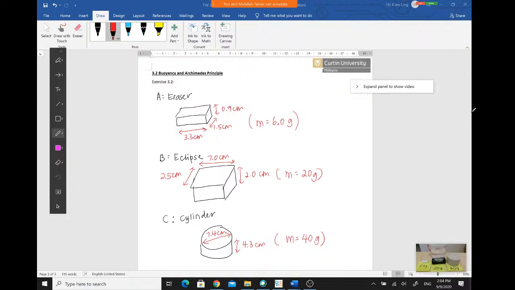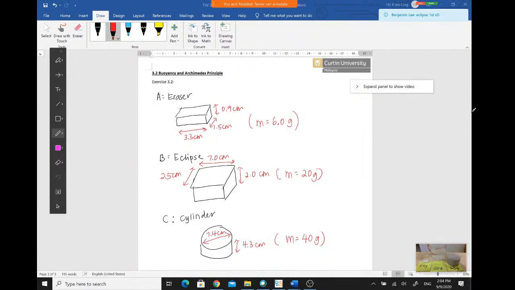Which one do you want me to throw into the water first? Drop into the water first. Eraser. Not now. So many of you choose the eraser. We put this one last, right? Can? So the Eclipse first.